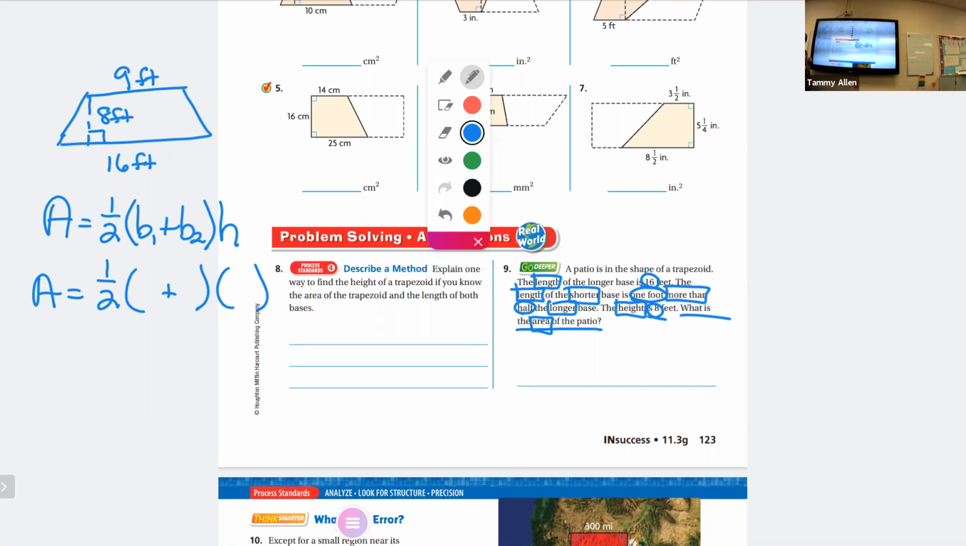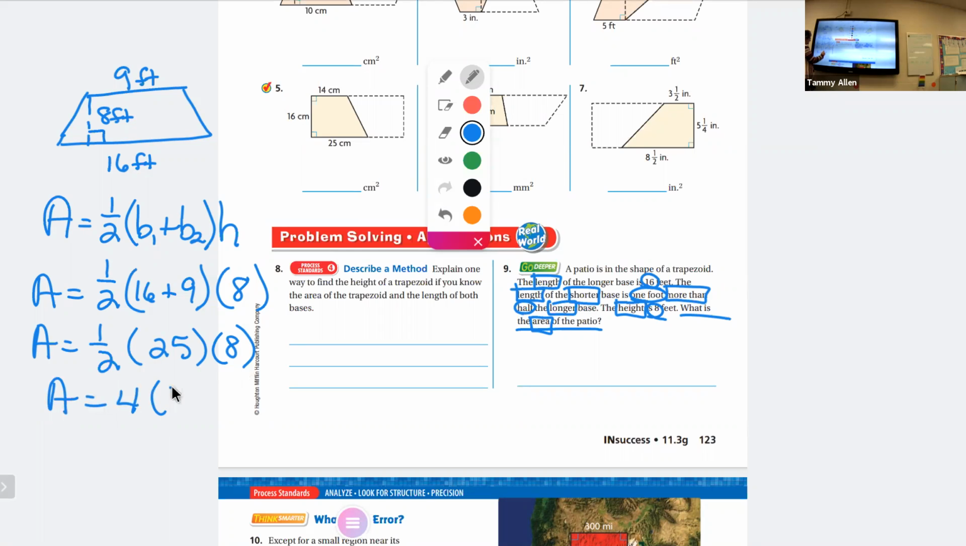What do we put in for measurements of our bases? And our height is 8. What's 16 and 9? Do you want to do half of 25 or half of 8? 8. And 4 25s makes? 4 quarters makes? 100. And our label? 30.